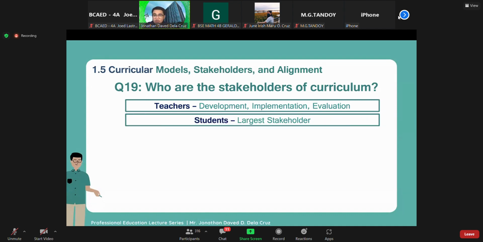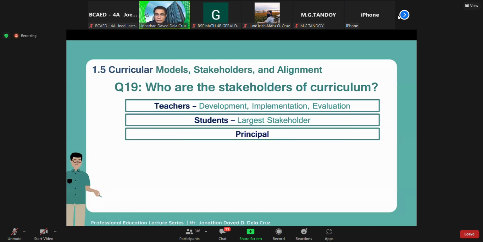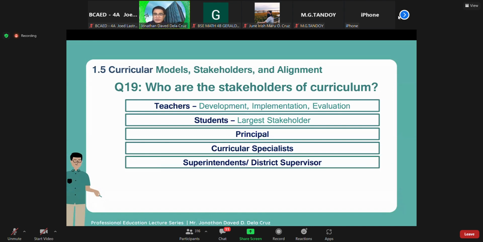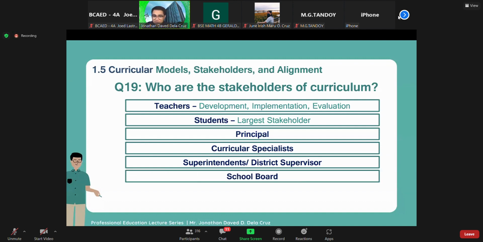Second naman is which among the stakeholders are the largest stakeholders? The answer is students. Students are the largest stakeholders of the curriculum. Why? Because they are our clients. Principal or directors or school president, no, they are the education leaders. Curricular specialists or content specialists, supervisors and superintendents, and school boards. School boards, this is only present for private schools or for universities, the Board of Regents. These are called the internal stakeholders. Internal stakeholders ito kasi within the educational system.